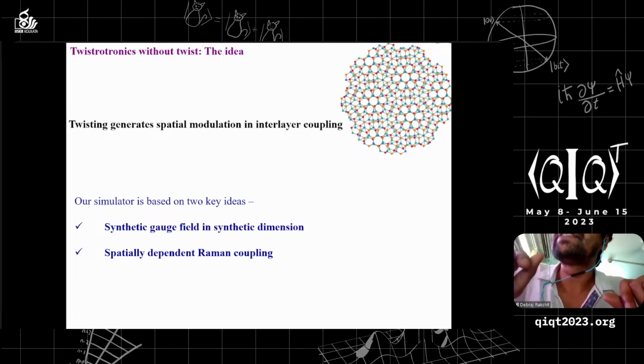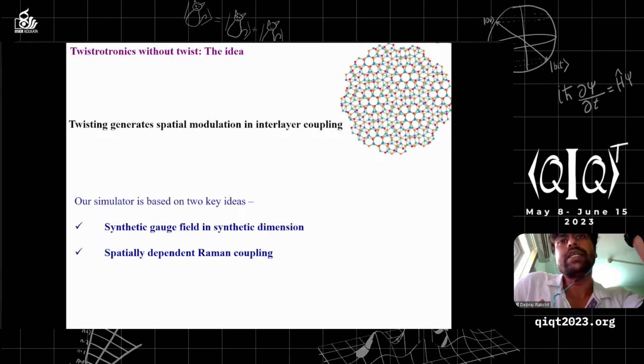When you recognize that, then you know that if you can play with the spatial modulation of interlayer tunneling, maybe you can create something like that. So this is the concept, and it is based on two key ideas. One is synthetic gauge field in synthetic dimension. And second is spatially dependent Raman coupling.